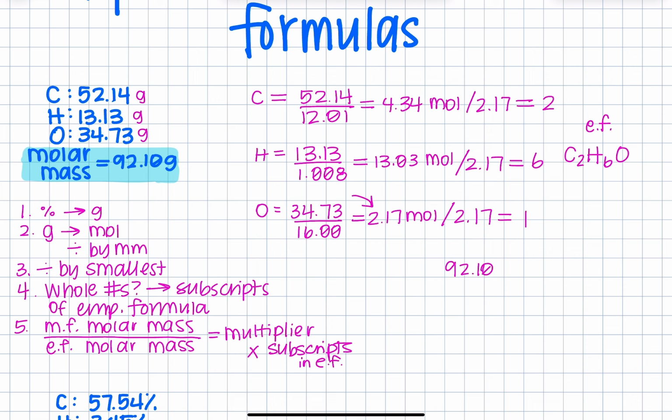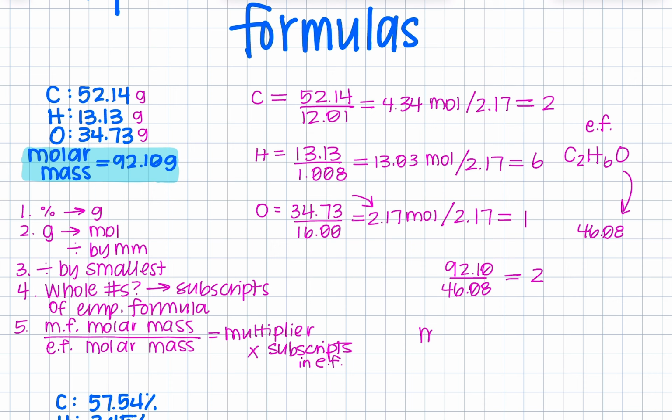If you're not comfortable calculating molar mass, please go back and watch my video, which I will link here in the cards, and then come back. So I'm going to skip that part. I'm just going to tell you that the molar mass of this empirical formula is 46.08. So when I divide, I get 2. What that means is 2 times all of my elements for my empirical formula gives me my molecular formula.